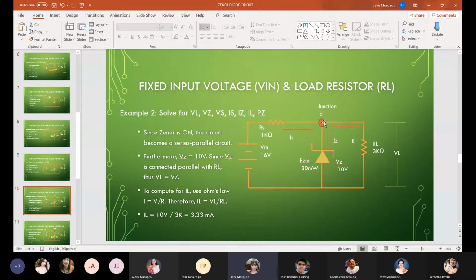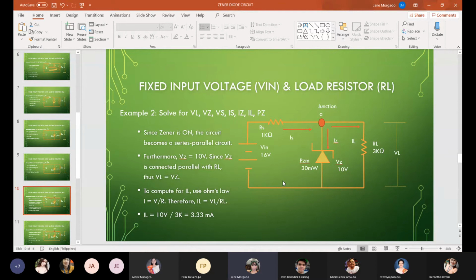As you can see, at junction A, this is the current IS. The current branches: some of the current flows through the Zener and some flows through IL. It is like a bridge where the current chooses which way to go. But at the next junction, IZ and IL join again to become IS.